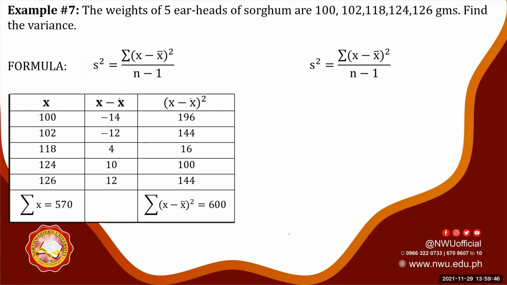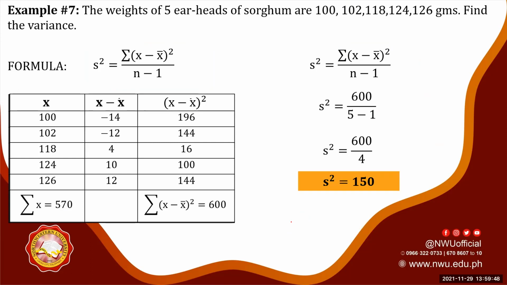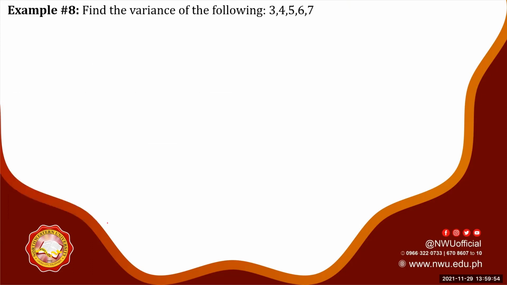So the variance of this example is 150. Okay? So another example, it's easier na since you have already your formula and it is already ungrouped data. Mas madaling kunin or i-measure ang central tendency and variation ng mga data na ungrouped. They are less complicated when compared to the group data.